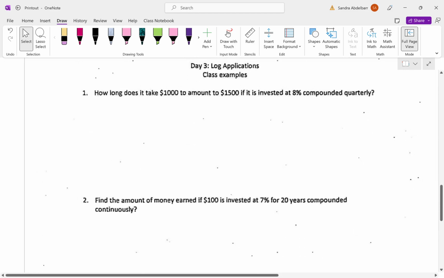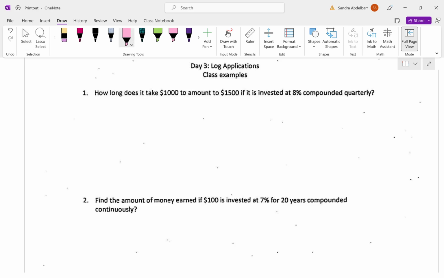So, first word problem. I am not going to wait for you all to write down all the word problems. I'm sorry, it's not going to happen. That's why I posted the word problem sheet there. You write down the work, but you don't have to write down the word problem. All right, so how long does it take $1,000 to amount to $1,500 if it is invested at 8% compounded quarterly? Did it say continuously compounded? No, so it just said compounded.